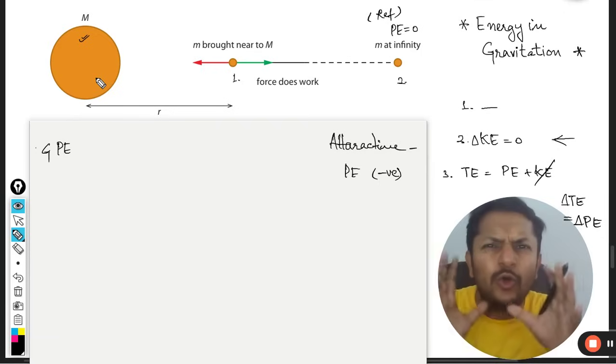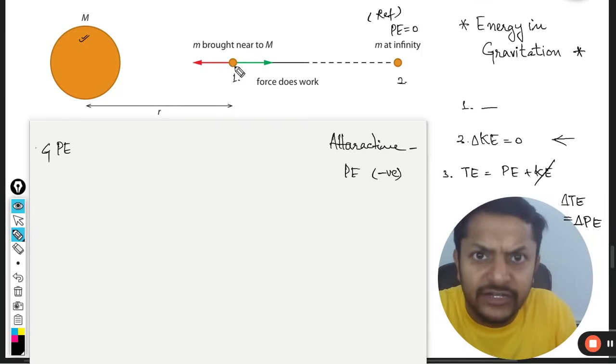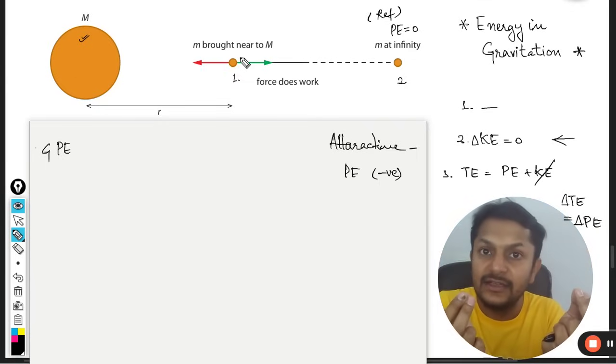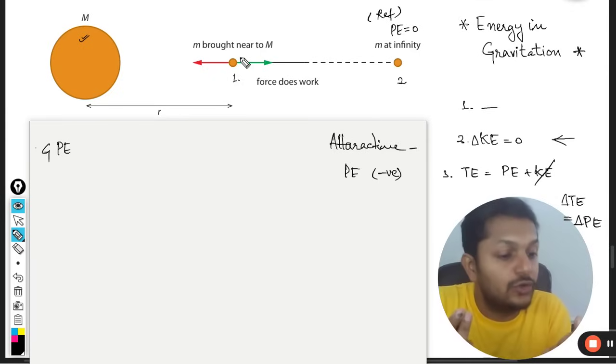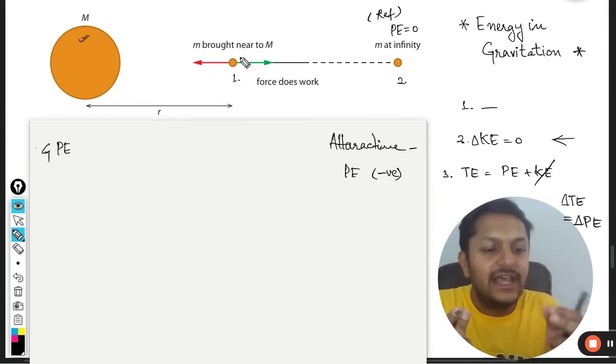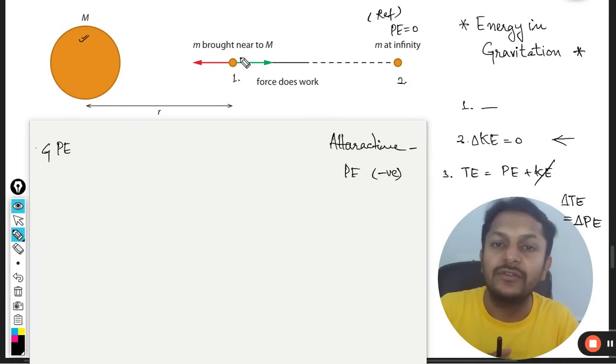So there is a big question. Listen to this. Let's say I'm talking about this position and there is the body here, and it is not moving, and we are holding these two masses together like this. They are not moving. There is no kinetic energy, nothing here. But as soon as I leave this, the mass starts moving towards the astronomical body because of gravitation.